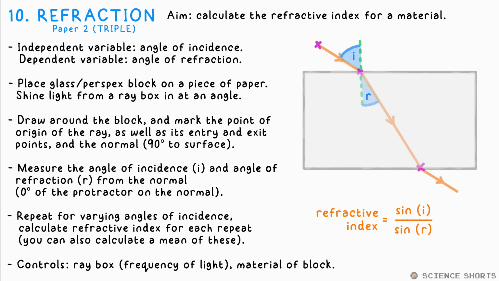Calculating sin I divided by sin R for each test will give you the same value each time, say 1.5. This is the refractive index of the material.